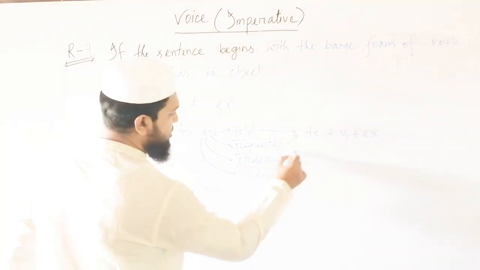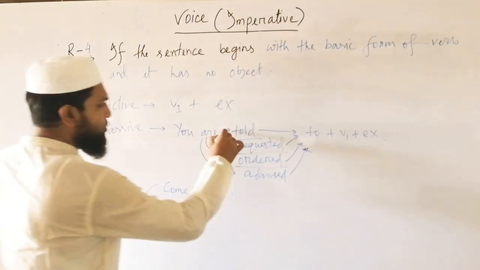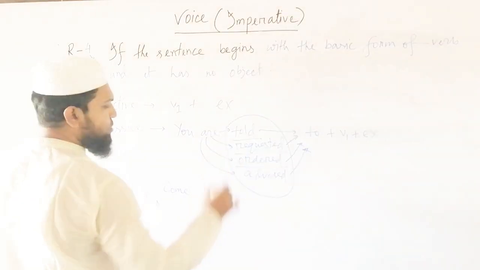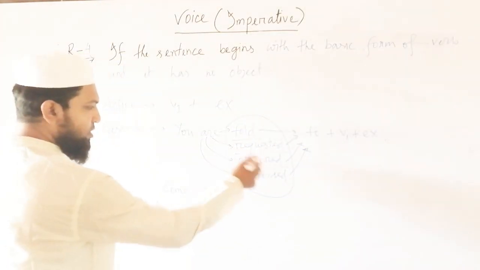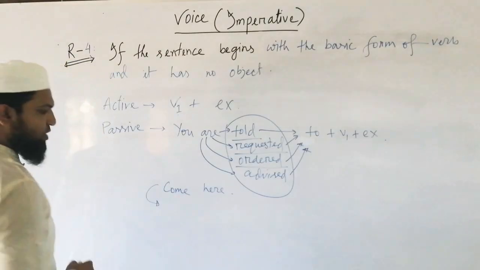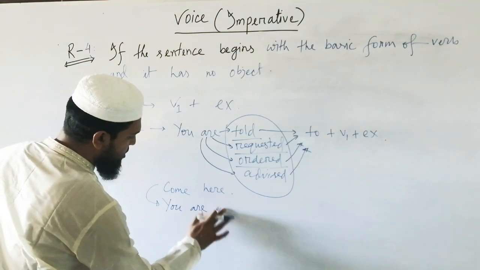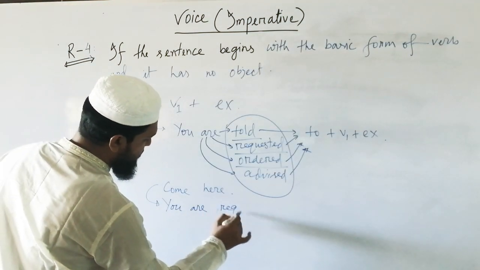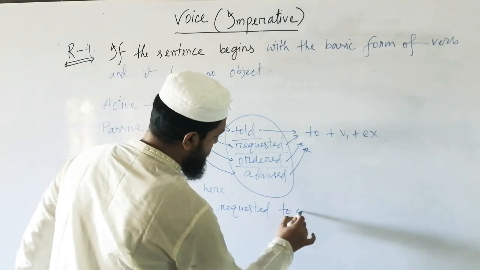Just see. Okay, you can use any one according to your need. For request, requested. For order, ordered. For advice or suggestion, advised. Suppose, come here. You are requested or told to come here.